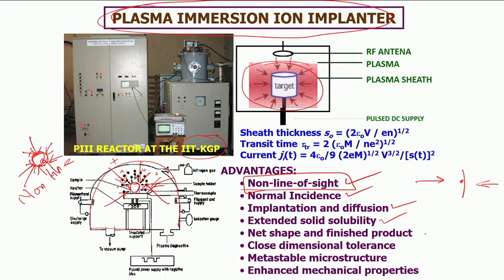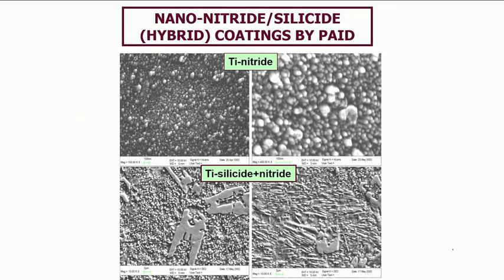In the process, you can create extended solid solubility, defying the solubility limit. All the products can be in the final shape, net shape. There is very close dimensional tolerance possible. You can create metastable microstructures and also enhance the mechanical properties significantly. In fact, one very bright example I would like to show you is this kind of ultrafine structure, where this length scale is 100 nanometers. So each of these nitrides that you are seeing, implanted and grown onto the surface, would be about a tenth of that. So typically we are talking about 10 to 20 nanometer nitrides created on steel, on titanium, on any other nitride forming substrates.